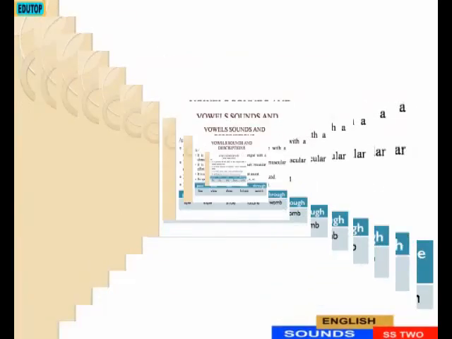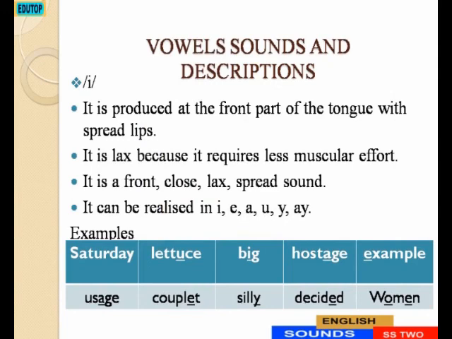The short e is produced as e. This is produced at the front part of the mouth with spread lips. It is a front, closed, lax, spread sound. Its spellings include I, E, A, U, Y, AY. Examples: Saturday, lettuce, big.